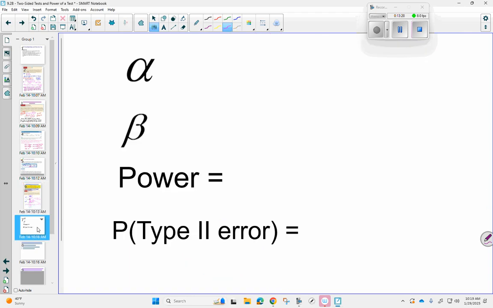So first of all, alpha, you guys have seen this. This is your significance level, right? This is like your 5%. This is the chance of making a type 1 error. You need to know this. I would write this down. Significance level is also the probability of making a type 1 error.